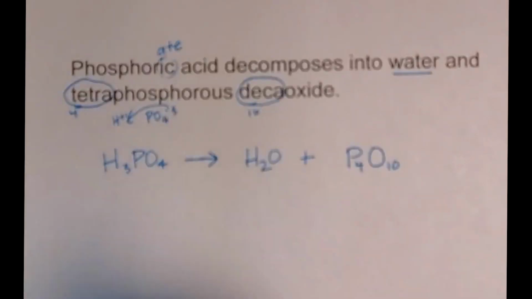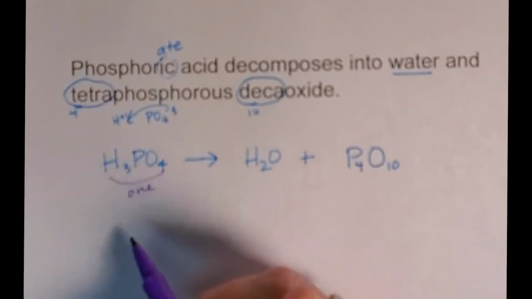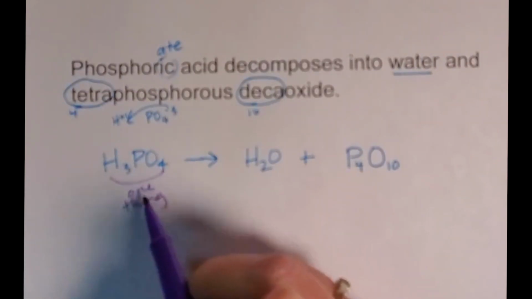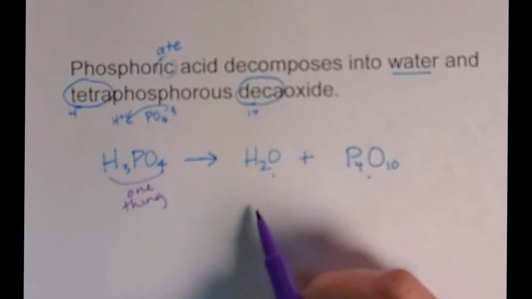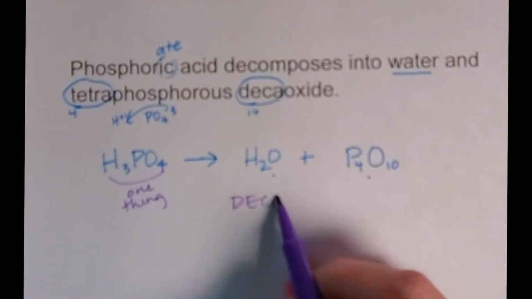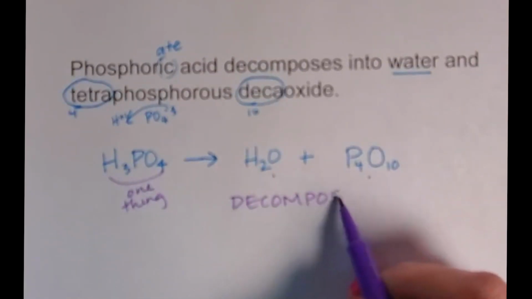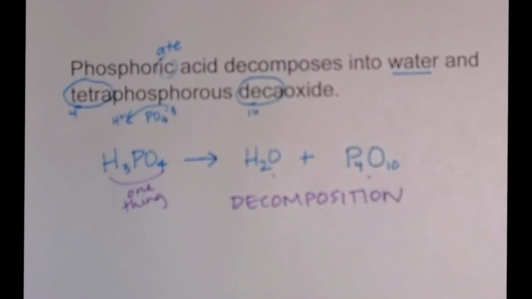In this reaction, we have phosphoric acid breaking down into water and P4O10. This is an example of a decomposition reaction.